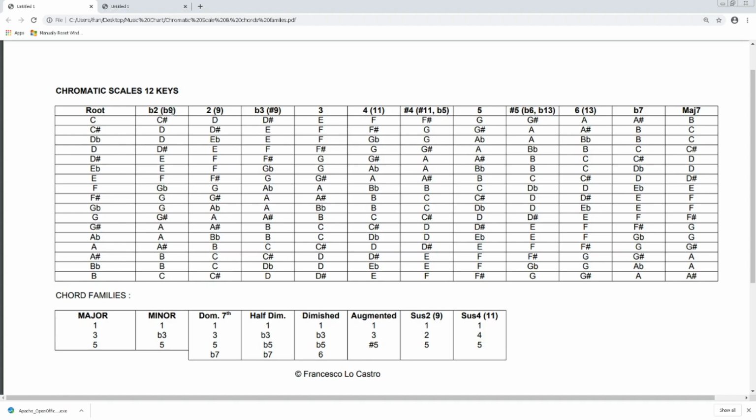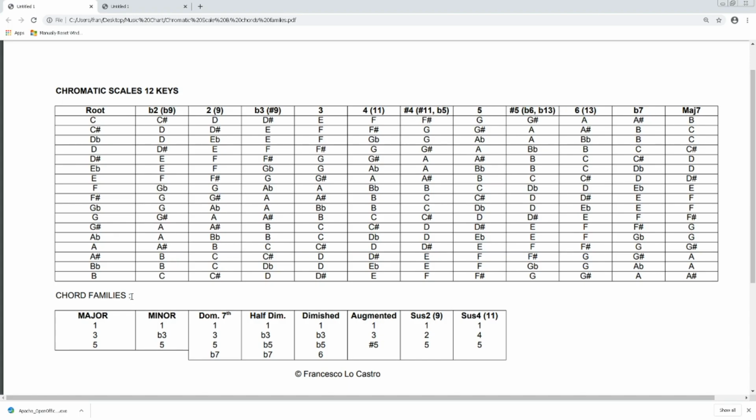And above it, you'll have the possible name for the interval, okay, in relation to the root note, of course. From C perspective, C sharp would be a flat 2 or a flat 9, depending on which octave we're looking at. D would be a second or a ninth, D sharp would be a flat 3 or a sharp 9, E would be a third, F is a 4 or an 11th, and so forth and so on.